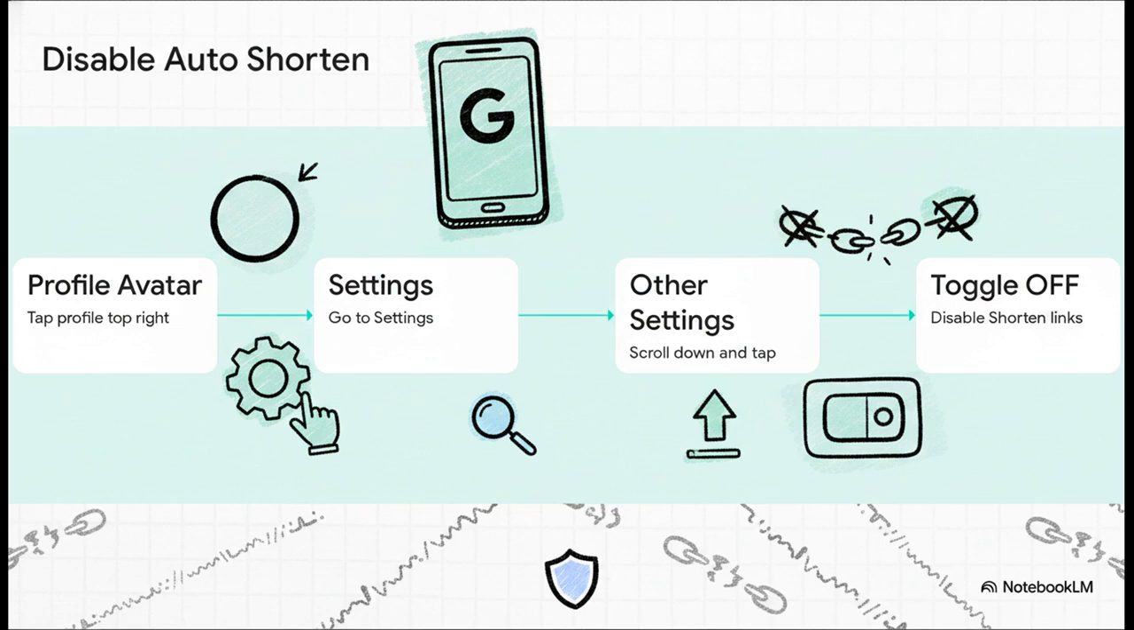Here is the specific workaround to permanently shut this intrusive feature off. First, just tap your Google app profile avatar up in the top right corner. Second, go to Settings. Third, scroll down and tap on Other Settings. And finally, look for the toggle that says Shorten Links to Web Pages and flip that firmly to Off. Just like that, your links will go back to their original, unmasked, and untracked forms. It's a nice little victory for transparency, right?